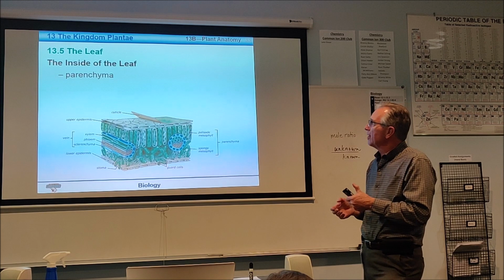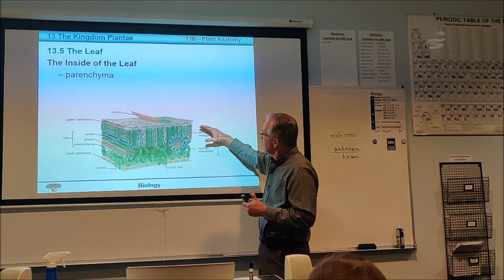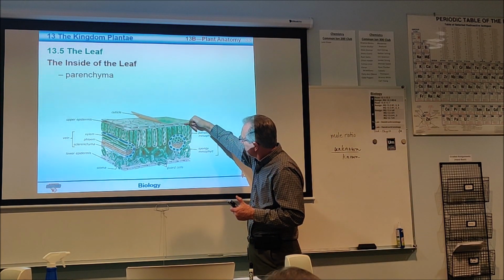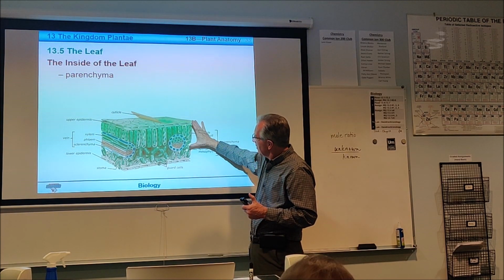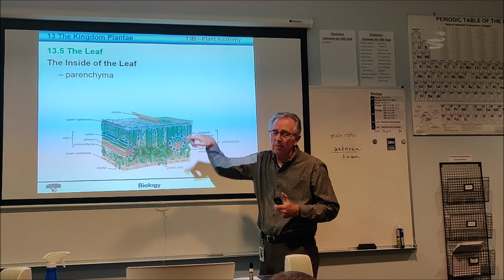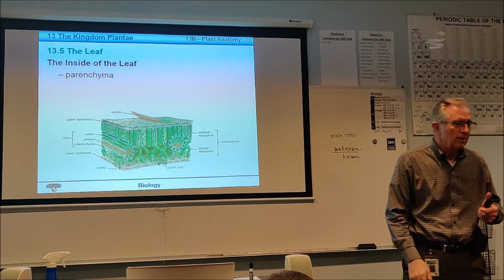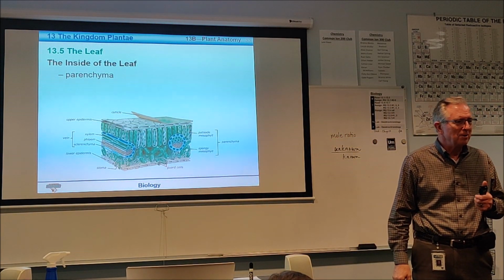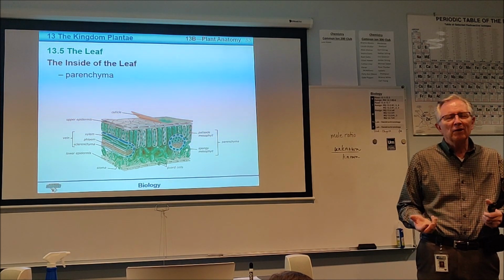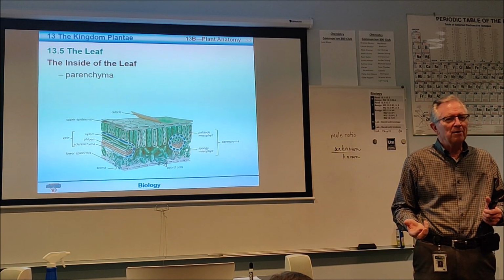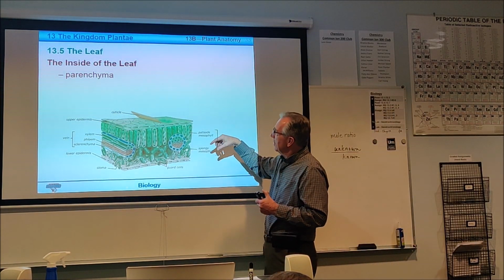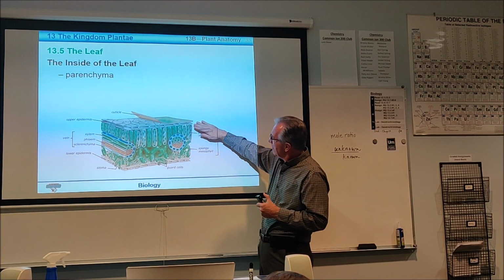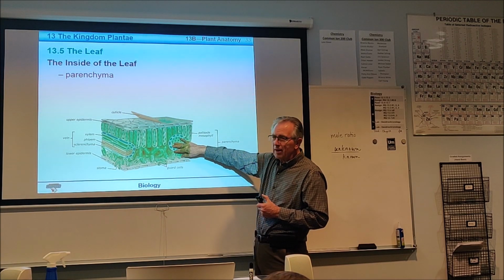Now, also inside of the leaf, you have everything between the top epidermis and the lower epidermis. This area in between is called the parenchyma. Parenchyma. They have quite some interesting names, don't they? If you looked at them in Latin, you'd probably realize that it makes sense why they called it that. But in that parenchyma, you have all the other things that make up a leaf.